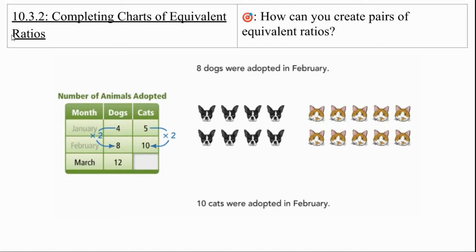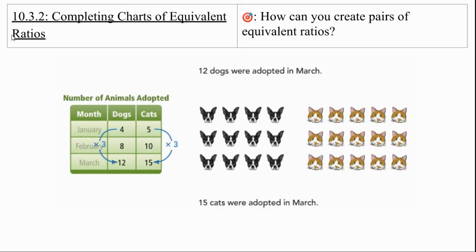So 8 dogs were adopted in February and in January. I know it says February, but they mean January. Oh, no, they're right, in February. And then 10 dogs were adopted in February. Cats. Sorry, guys.